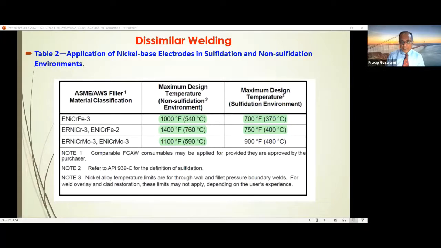And when the environment is non-sulfidation type, say for a power plant environment, yes, one can have the flexibility of using these nickel-based consumables for higher temperature services also.